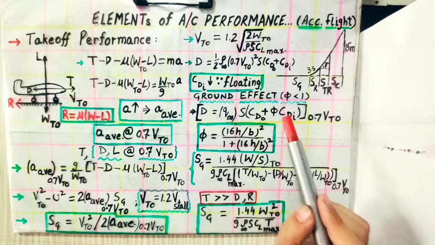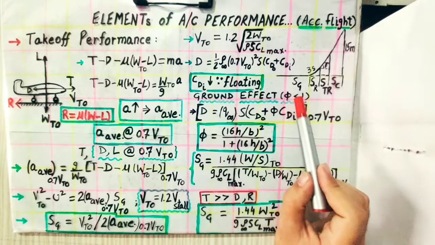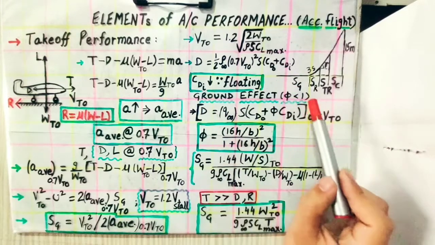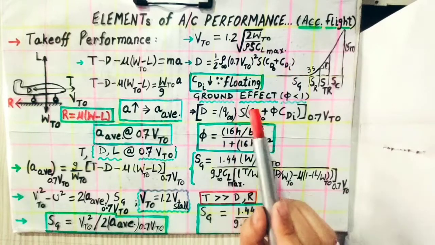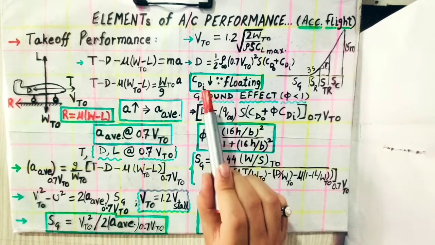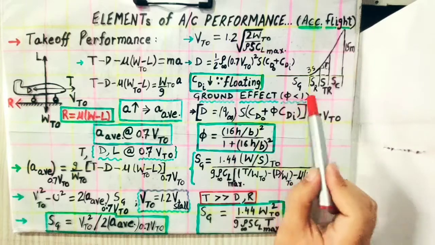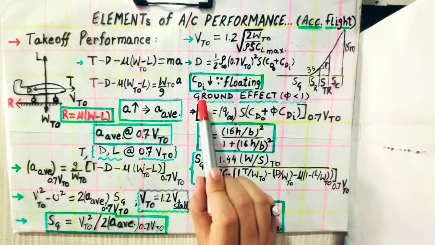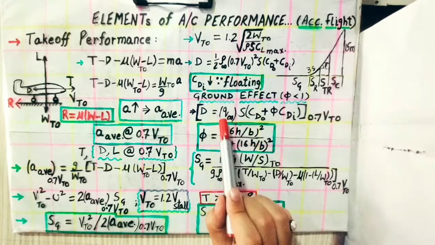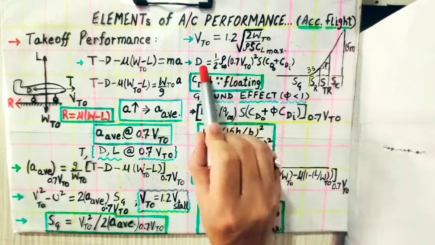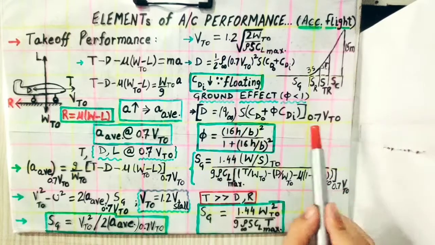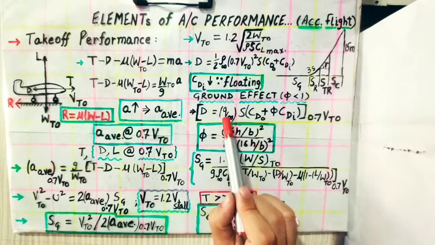Now, phi is to compensate for this ground effect, and it is less than 1. CDI, we know, is the induced drag. But by what amount has CDI reduced? We compute that by knowing this phi. So what is phi? In the drag, half rho v square is given by q infinity, and this drag, as we did over here, is at 0.7 times v takeoff. Here also it is at 0.7 times v takeoff. So here velocity will be 0.7 times v takeoff, squared.